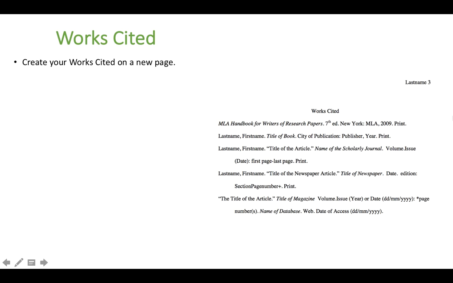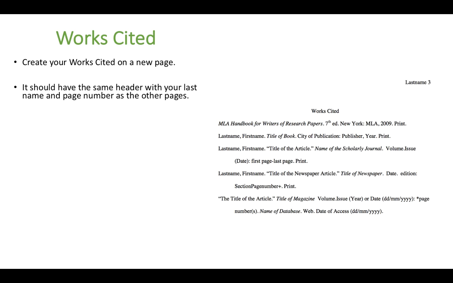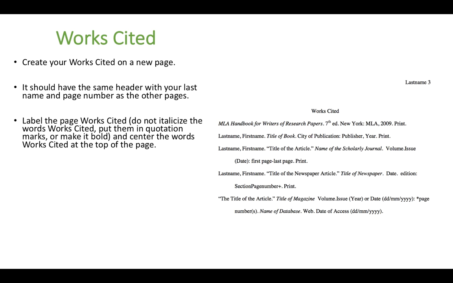All right, so you're going to create your works cited on a new page, but it's still going to be in the same document as your essay, so you just do a page break. It should have the same header with your last name and the page number as the other pages. You're going to label the page works cited. Do not italicize the words works cited. Do not put them in quotation marks. Do not make them bold. Do not make them larger. Do not color them. Nothing like that. And center them at the top of the page. Double space all citations, but do not skip spaces between entries. So you always only hit return once.